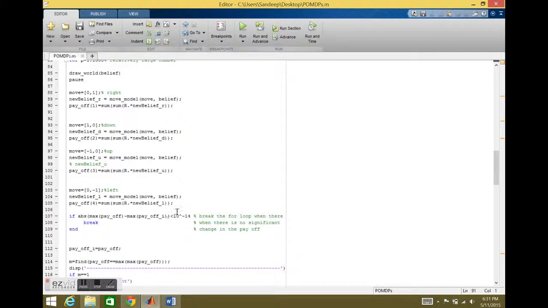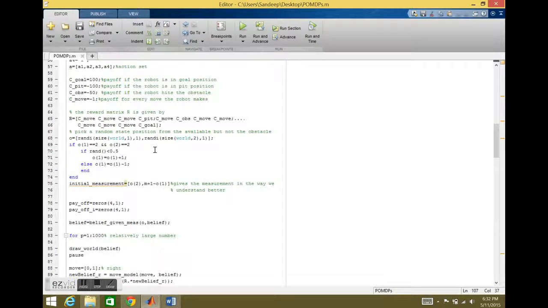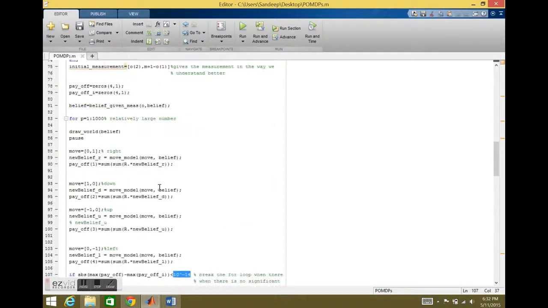I get a maximum payoff, right? So that is the action that I need to take at the next step. This for loop breaks off when there is no significant change between the payoff at this step and the payoff at the previous step. And I gave it a value of 10 power minus 14.